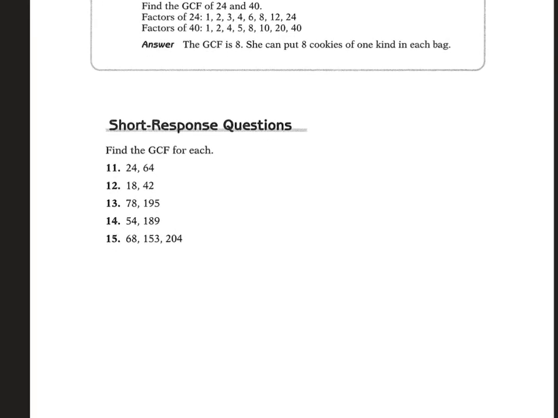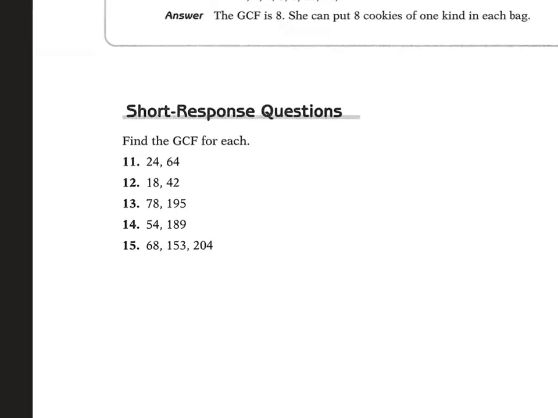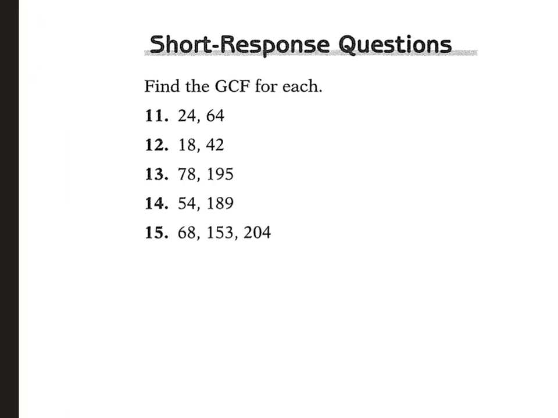If we look at the short response questions, we are finding the greatest common factor for 11, which is 24 and 64. So for this one, I'm going to draw it down here. We have 24, we have 64. Well, 24 is 1 and 24. It's even, so 2 and 12. 3 goes into it 8 times, 4 goes into it 6 times.